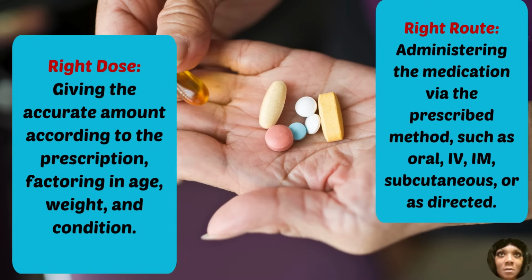The right route. Are we administering the medication via the prescribed method? Did the doctor write PO, which is oral? Did he write intravenous, which is IV? Did he write intramuscular, which is IM? Did he write sub Q as a sub and the letter Q, or just SQ or SC? You'll see it written in all those ways because he's never going to write the whole thing out subcutaneous. They're not writing all that. Everything is usually abbreviated. Or is it a swish and swallow?